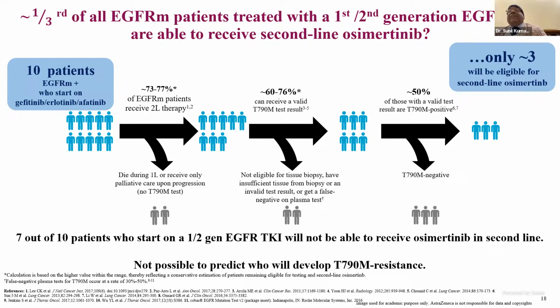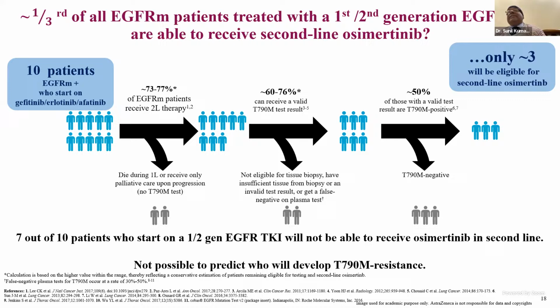And out of 8 patients, 60 to 76% of patients can receive a valid T790M mutation test, and only 2 patients are not eligible for tissue biopsy, have insufficient tissue from biopsy or an invalid test result, or get a false negative on plasma test. Means circulating cells, or a liquid biopsy, you can say.